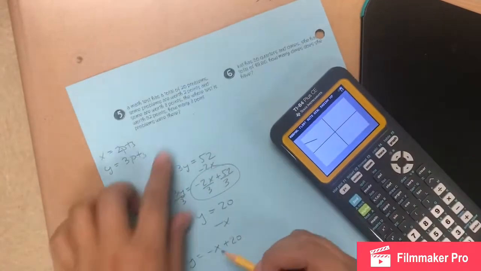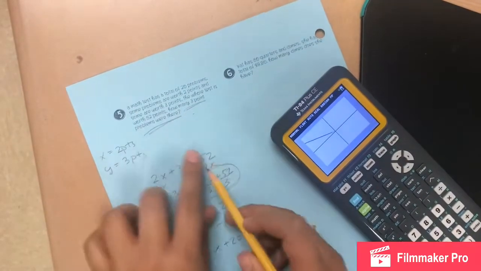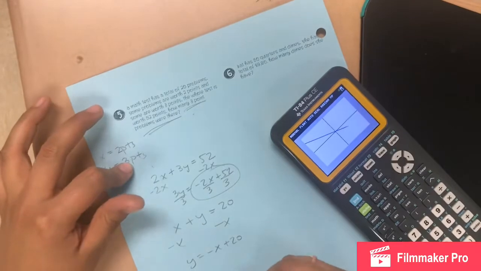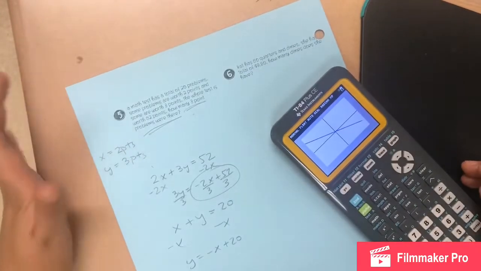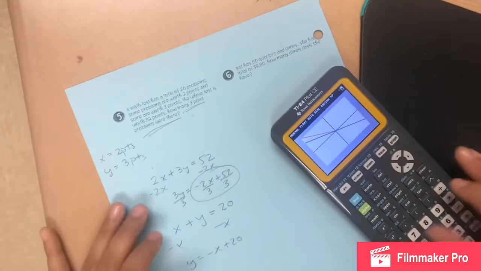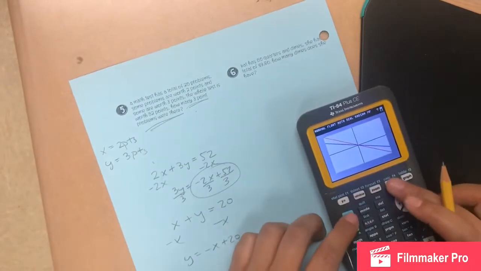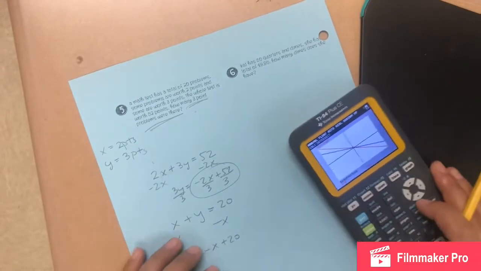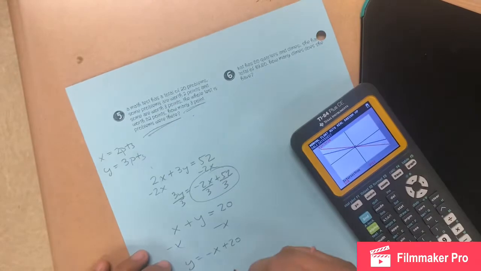Okay, they want just the 3-point problems. So 3-point problems means the Y is all we care about. If they ask for the 2-point problems, then we would look for X. But they just want Y. So how many 3-point questions were there? There were 12.